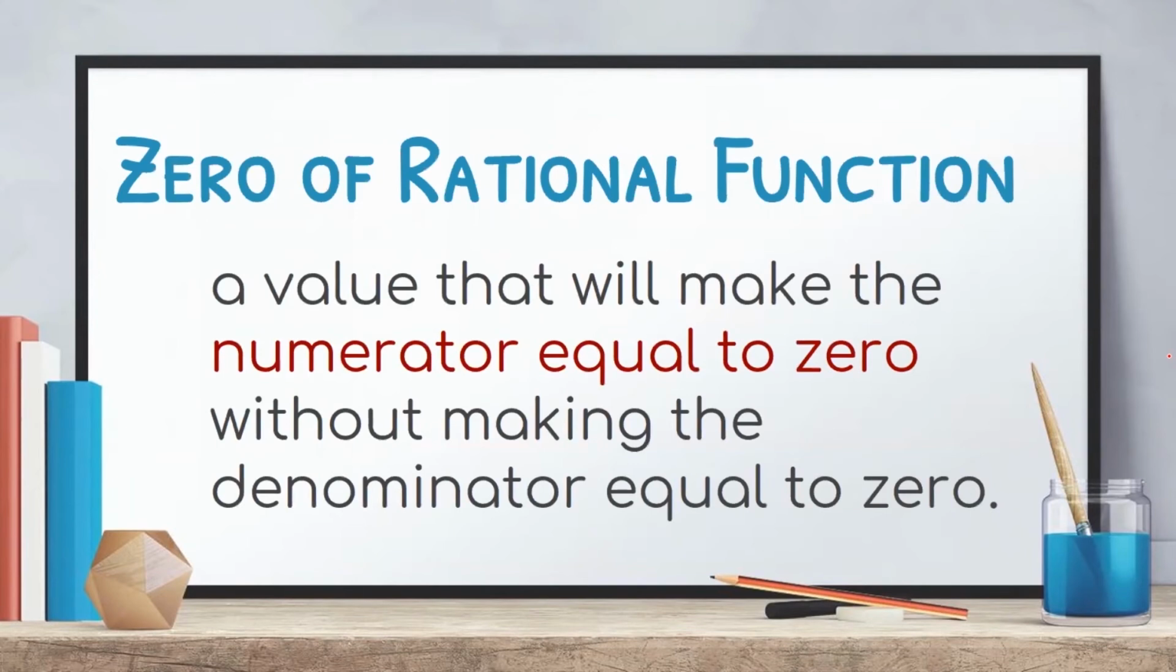Therefore, we define zero of a rational function as a value that will make the numerator equal to 0 without making the denominator equal to 0. Meaning, the zero or zeros of a rational function are the value or values of x that will make the numerator equal to 0, but will not make the denominator equal to 0.